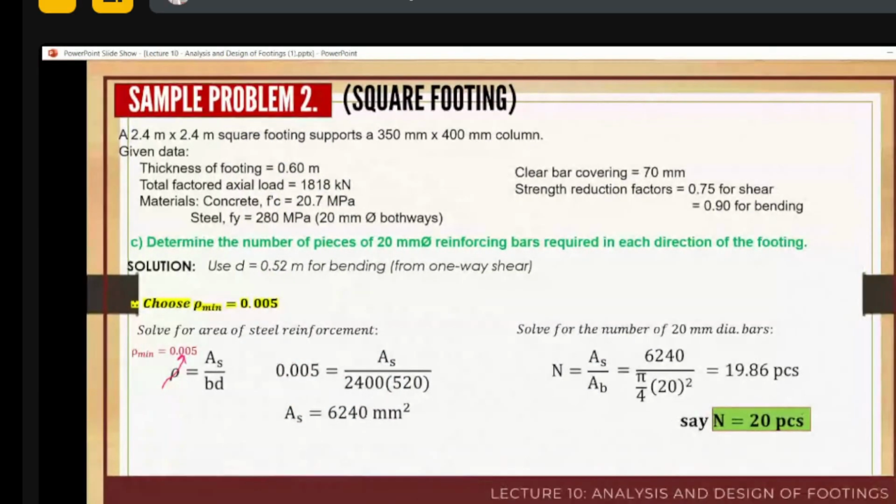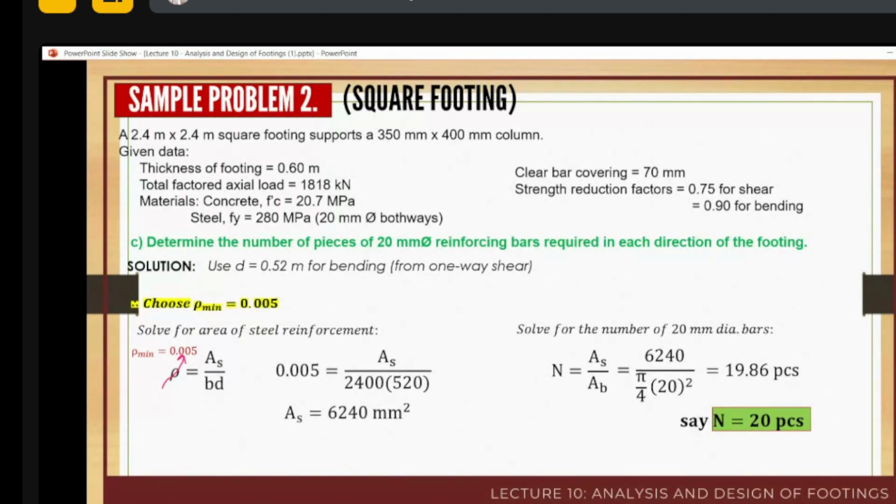That ends the sample number 2, no? For the sample number 2. Okay? We have an example on the shear critical section and the bending critical section in the computation of our footing.